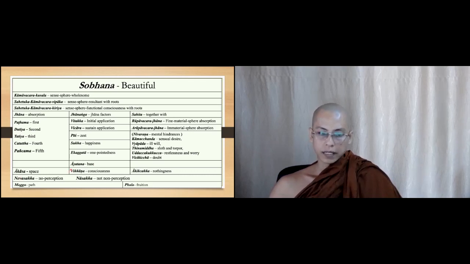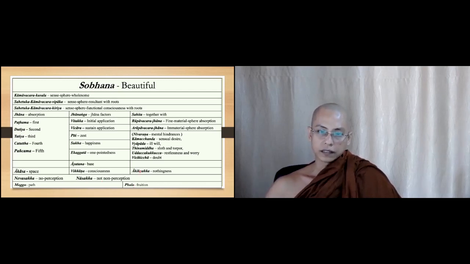So the word ayatana comes together with akasa. So akasanancayatana, in this way, we will find the category of the consciousness. Akasa is space, ayatana is base, and vinnana is consciousness, and akincanna, nothingness. Neva sanna, no perception, nasanna, not non-perception. So nevasannanasannayatana is translated as neither perception nor non-perception, and magga and phala.